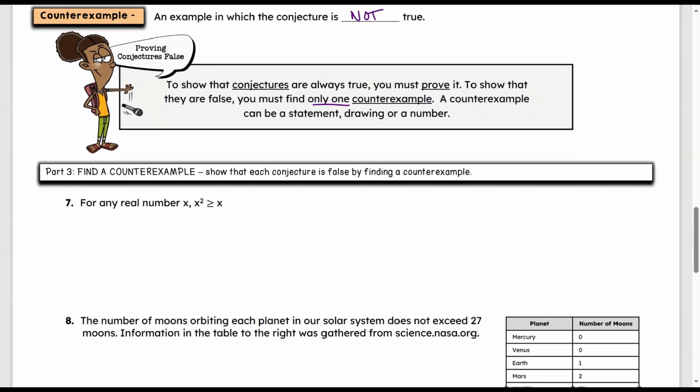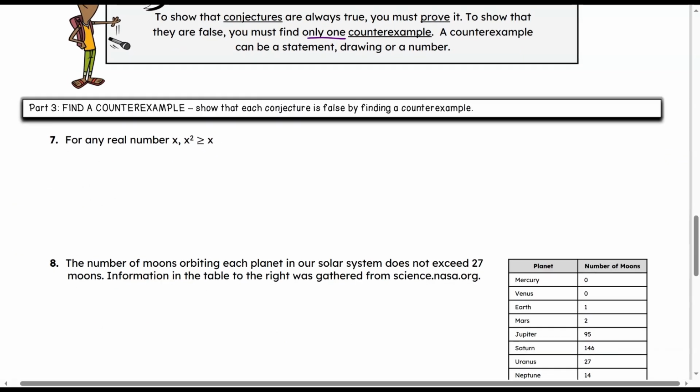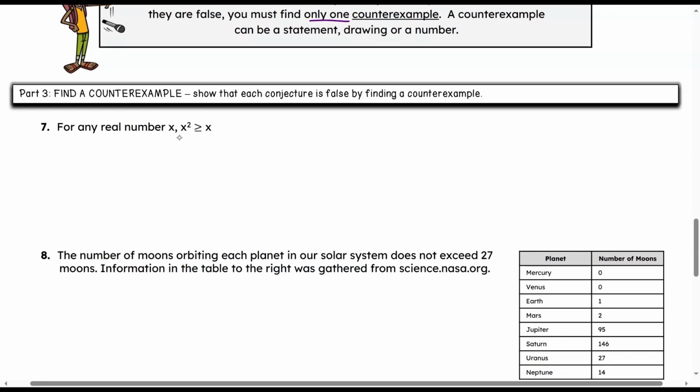So let's move on to number 7. This is part 3 of our notes, and it's finding a counterexample. So in number 7, for any real number x, x squared is greater than or equal to x. So let's list some numbers, right? Because we've got to write some specific cases and see if we can identify a pattern and maybe find an example where this conjecture is false. Well, let's try the number 4. And I'm going to write this out.